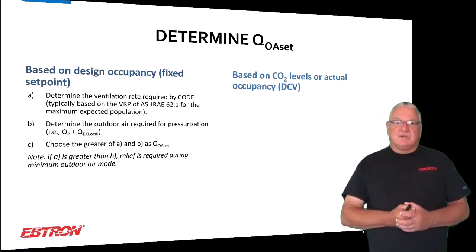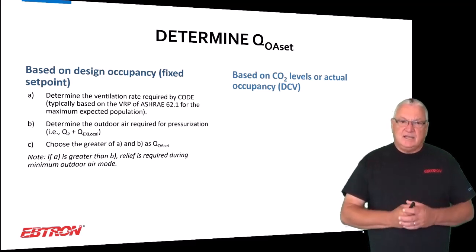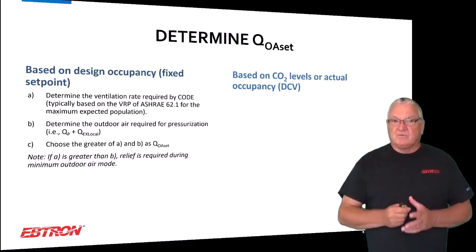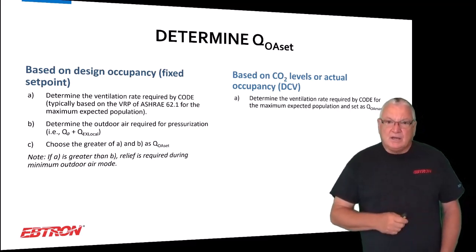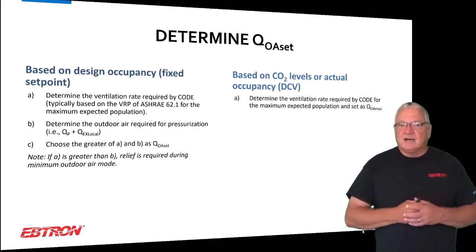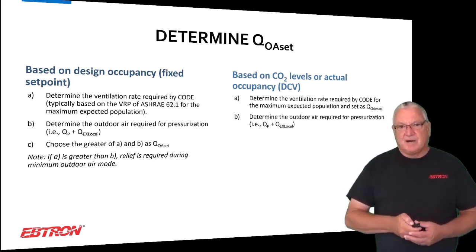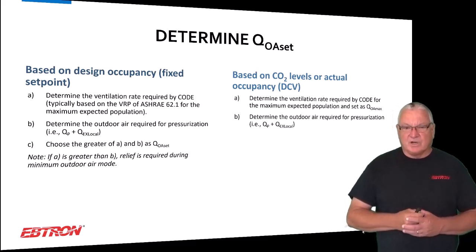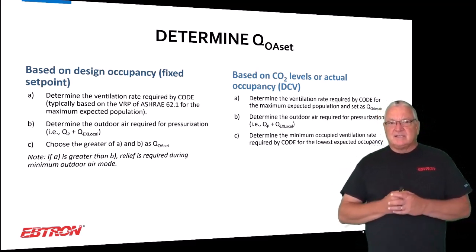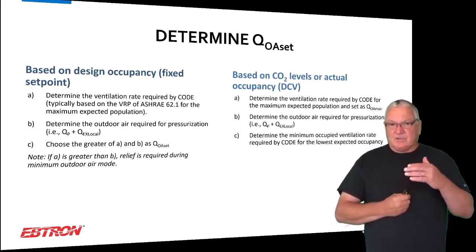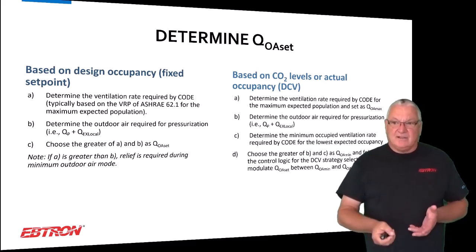DCV is far from straightforward, and it's getting more and more complicated. And honestly, I feel like a lot of people don't really understand it and don't understand how to make this work right. So, we're going to take a look at the code required ventilation for the maximum population. And we're going to look at the pressurization again. And then we're going to look at what the lowest expected occupancy is. And now again, it's another greater than.